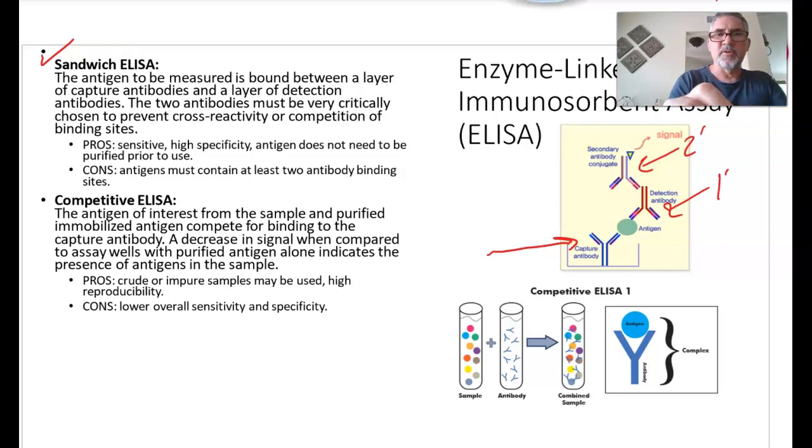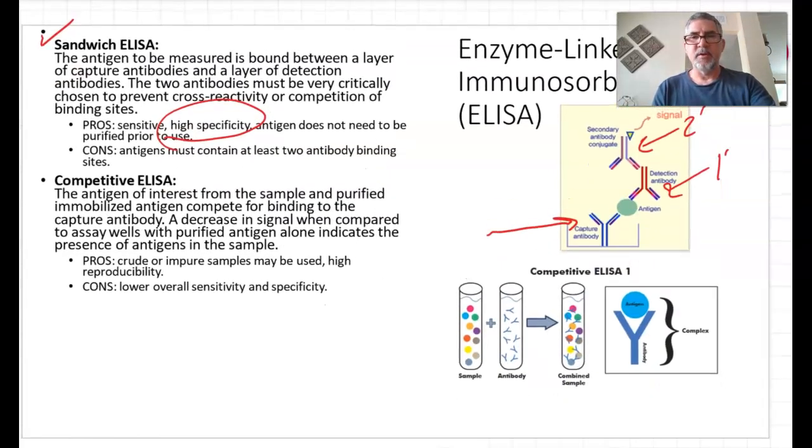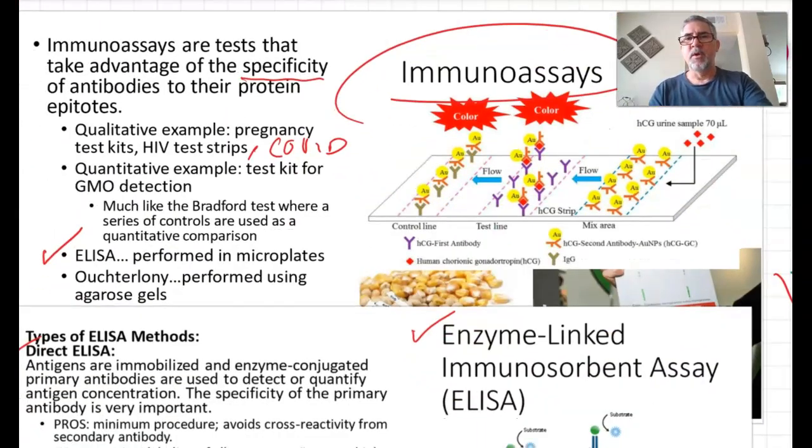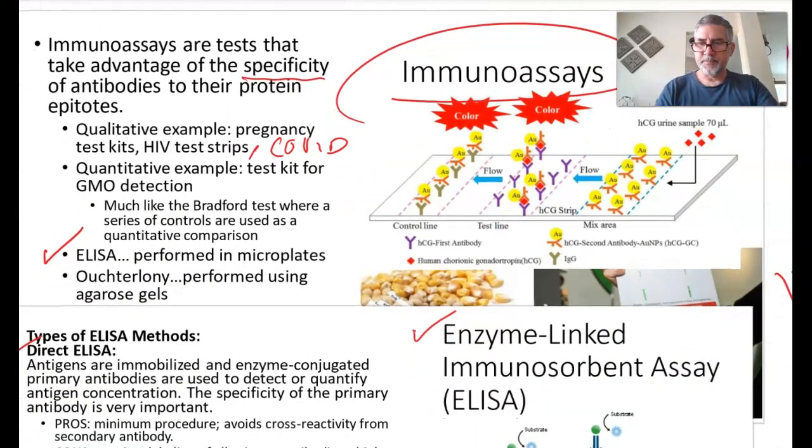So the pros for sandwich is high specificity. Okay, it makes it a little, or not a little, a lot more accurate. All right, so let me go to the top picture again. So this is a pregnancy test.